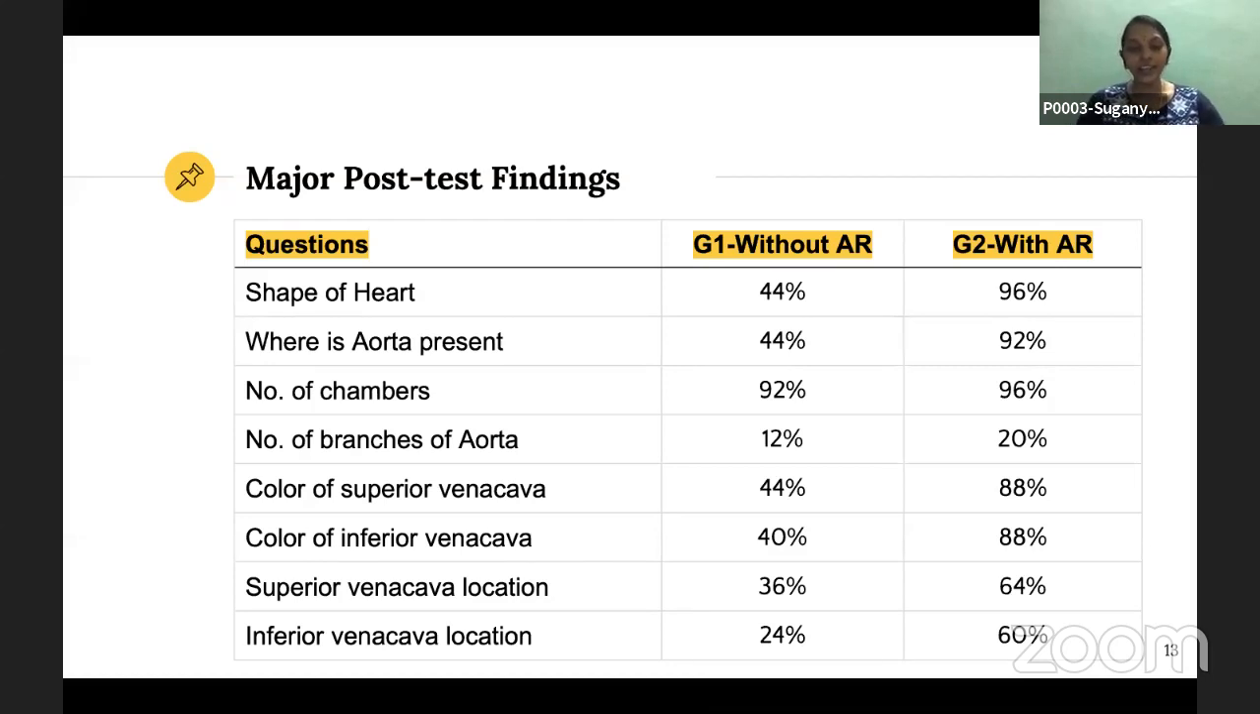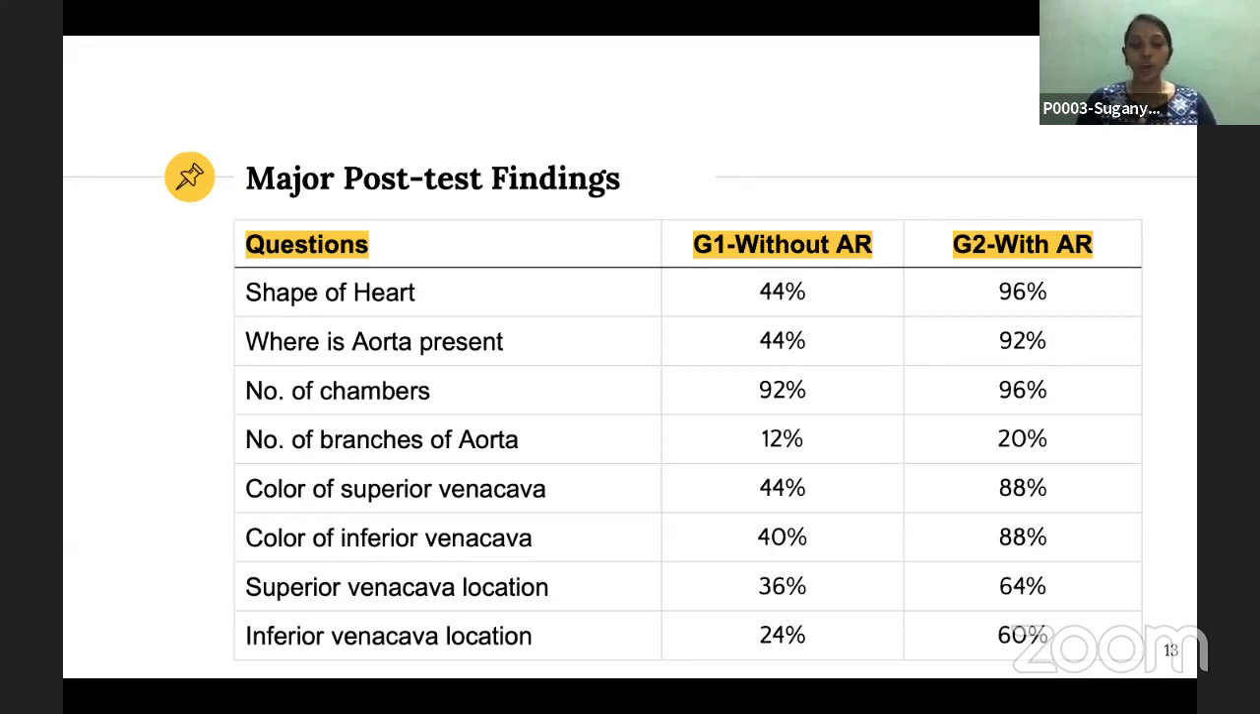This clearly indicates that students give their most attention to contents that are important from their exam point of view. Next question, what is the color of the superior vena cava shown in the textbook for G1 and AR for G2? 44% from G1 answered correctly since the question is visual based and remembering the color is easy for the human brain. After being exposed to AR, 88% from group 2 were able to answer correctly.